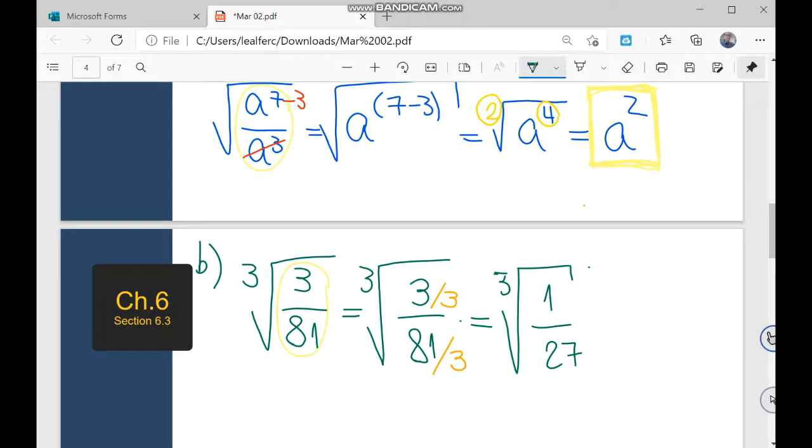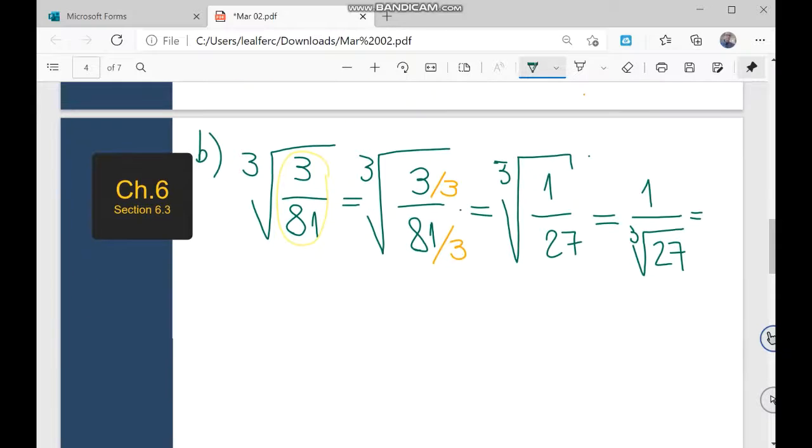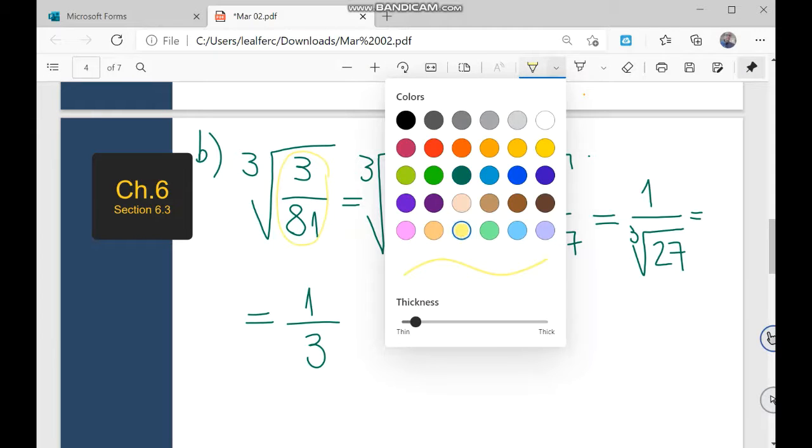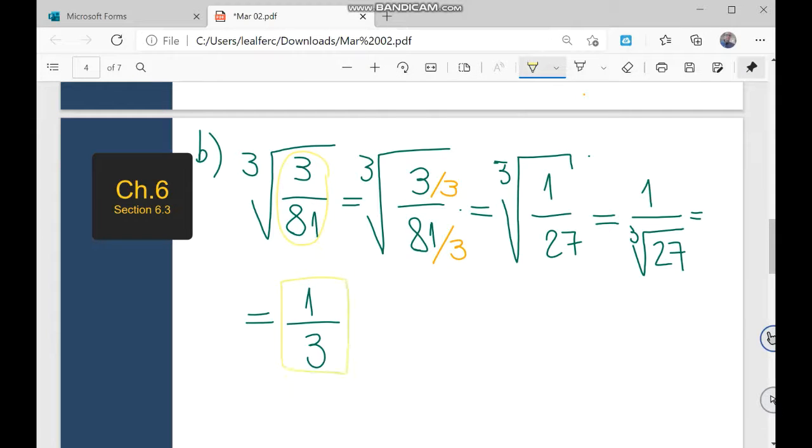Now we can apply the properties of radicals, and we can write it like this. What is the cube root of 27? 3, yes. So 1 over 3 is going to be the answer, the simplified expression for letter B.